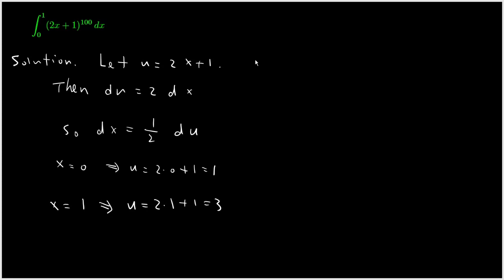Now we are ready to convert the given integral entirely in terms of a new integral of u. So the given integral from 0 to 1, 2x plus 1 to the power of 100 equals, when x value changes from 0 to 1, u values change from 1 to 3. And then 2x plus 1 is u, so you have u to the power of 100. Also, you see dx is half of du. Write du here. You can leave out the constant factor of 1/2.